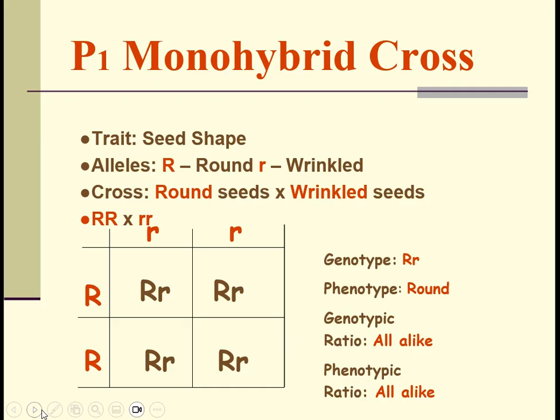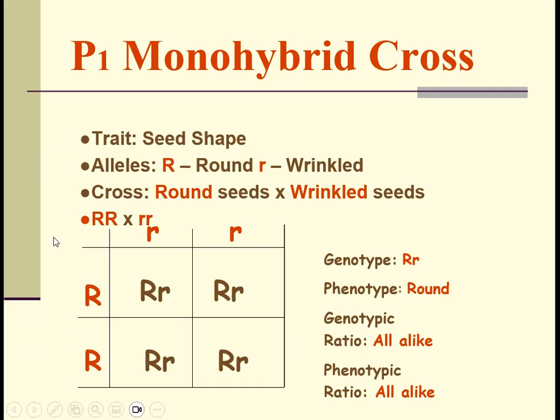Crosses: round seeds and wrinkled seeds. So when we cross round seeds and wrinkled seeds, we get capital R small r, capital R small r, capital R small r. So all the genotypes we get are hybrids, that is capital R small r. When we cross pure lines, that is capital R capital R and small r small r, the ratio will be all alike and the genotype will be all the same, that is, all the seeds will be round.